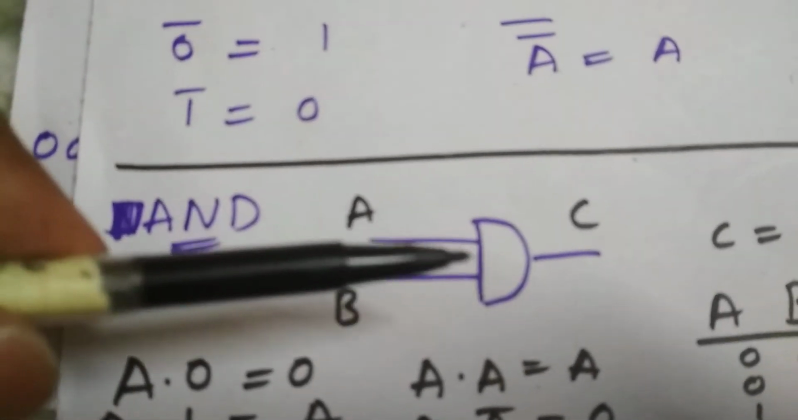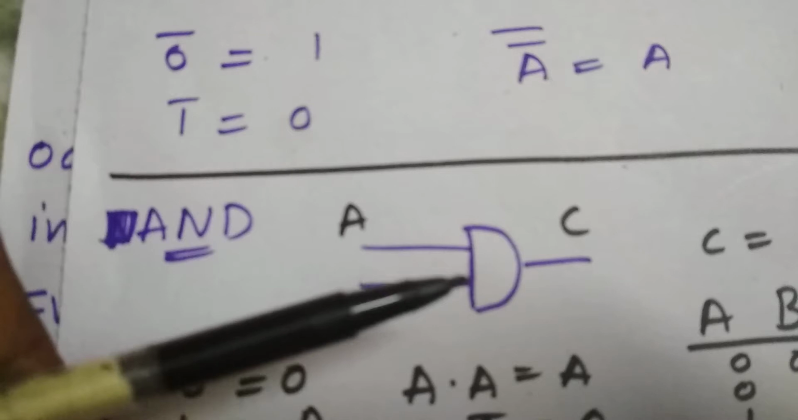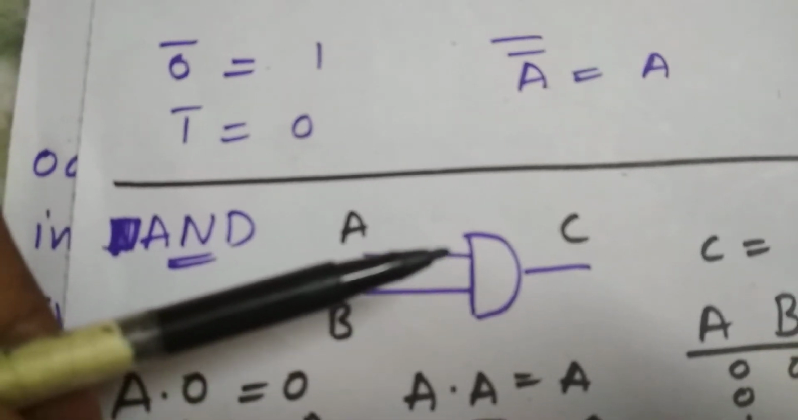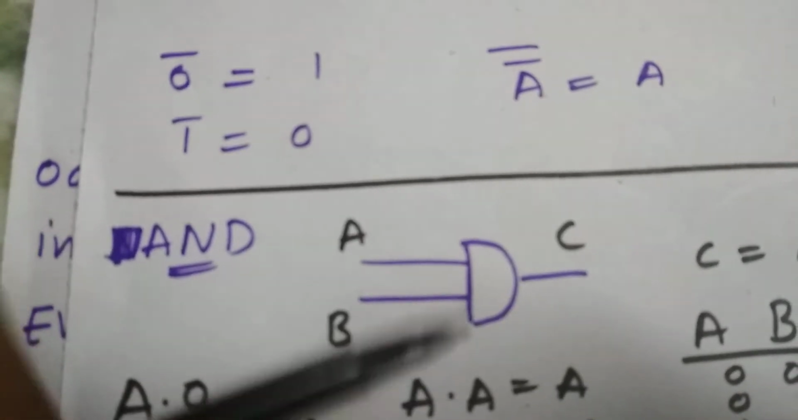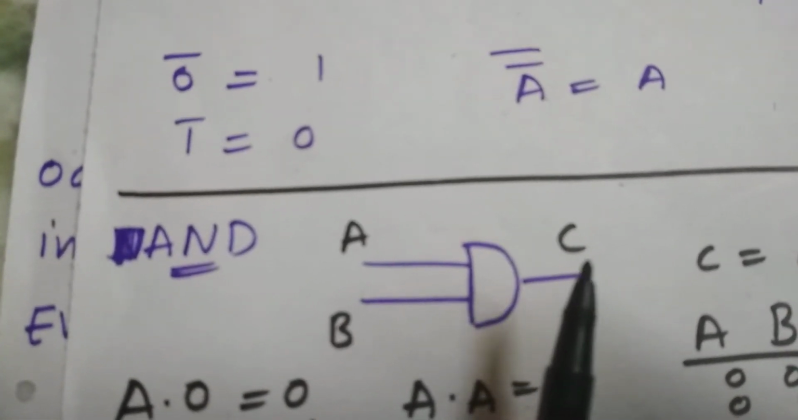And this is the AND gate, which is represented as shown. It can have two inputs or a minimum of two inputs, A and B. It can have more than two inputs, and there should be only one output, C.